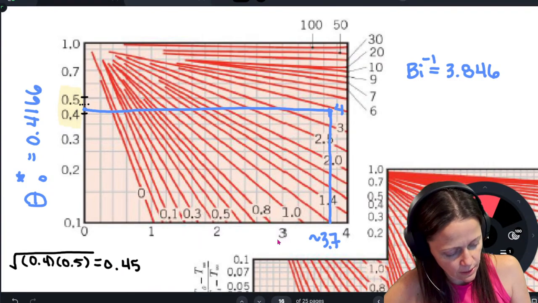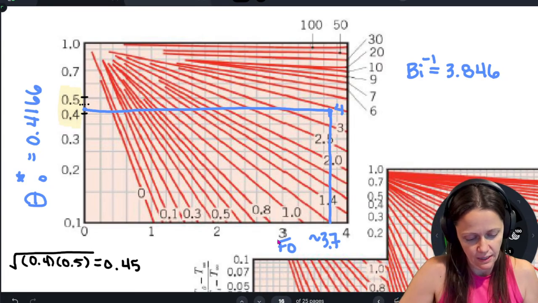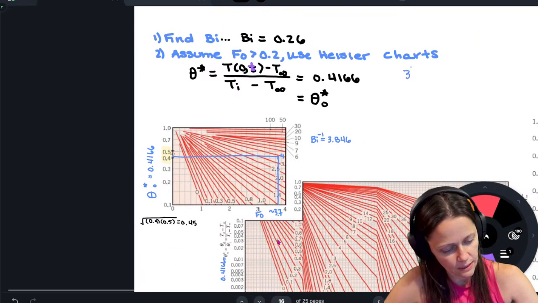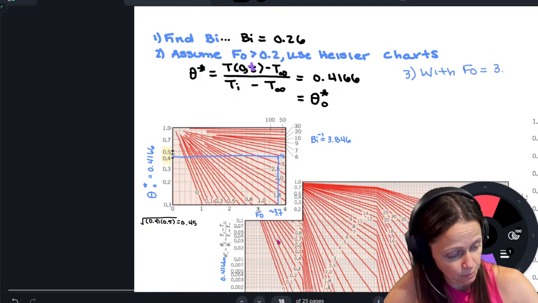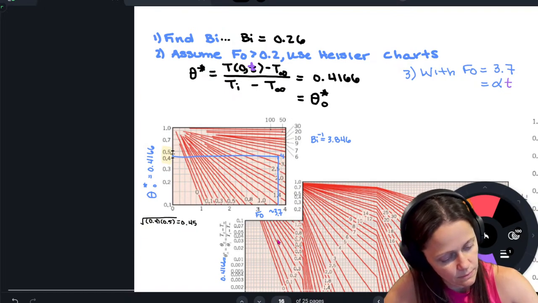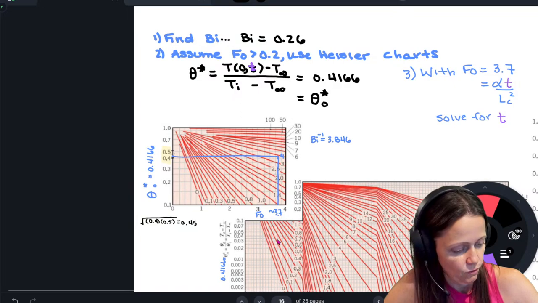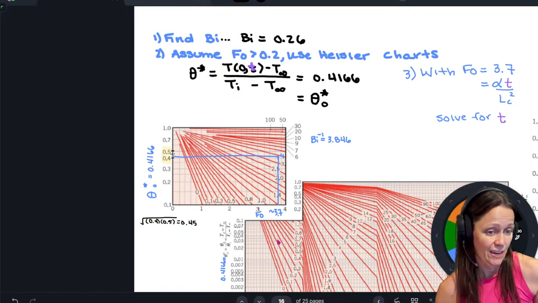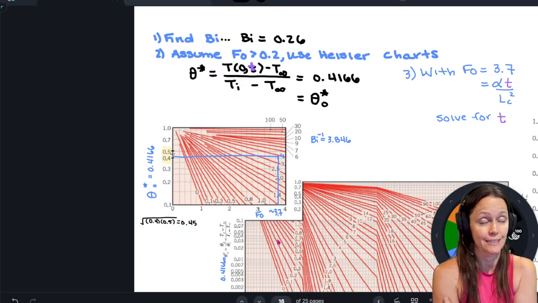So that on the x-axis corresponds to your Fourier number. It's pretty darn close. So I would say, okay, well, I've done that. And now, with that Fourier number being equal to about 3.7, I know that's also equal to that thermal diffusivity times t over the Lc squared. And then I can solve for t. And since with the previous way of solving, plugging it in the equations, I had a Fourier number of 3.8, I'm probably not going to find a time that is that much different.